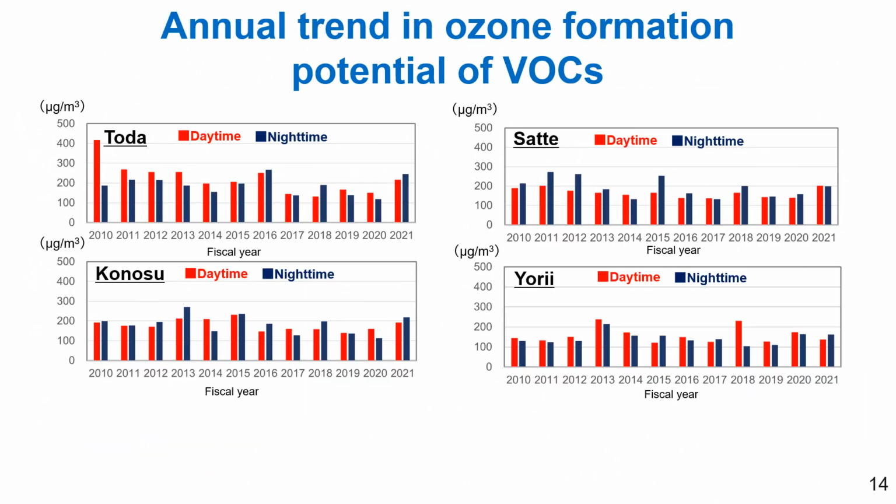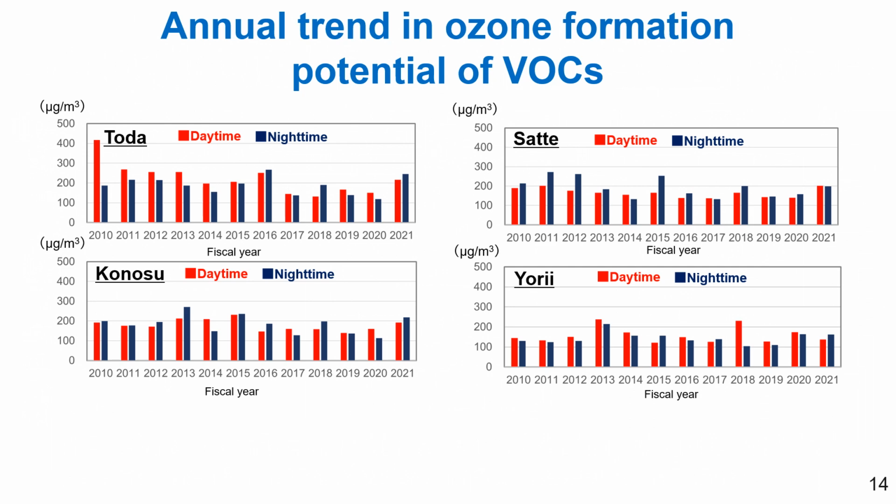The bar graphs show the annual trend from 2010 to 2021 in ozone formation potential of VOCs calculated by multiplying the concentration of each VOC component by its MIR at each location. The red bars on the left represent daytime ozone formation potential, and the dark blue bars on the right represent nighttime ozone formation potential. The following trends were suggested from these graphs.